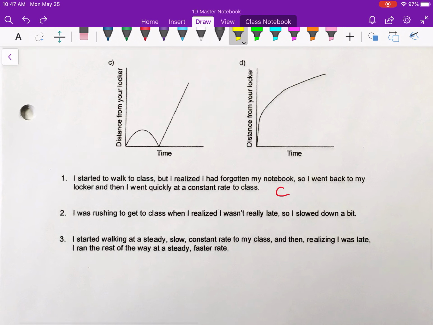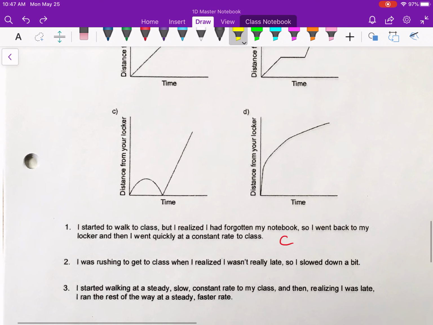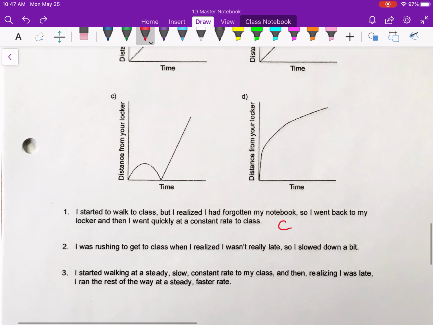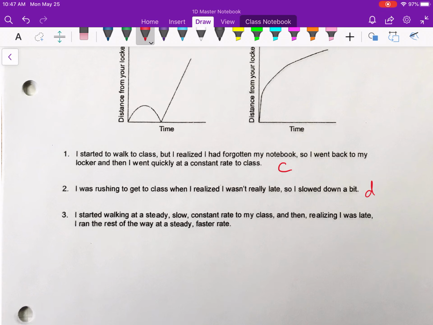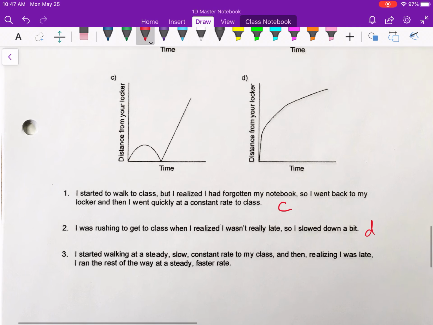Number 2, I was rushing to get to class when I realized I wasn't late, so I slowed down a bit. Well, that pretty much describes what I just said for letter D. Running, slowing down, I think that one would work. Number 3, I started walking at a steady rate, slow, constant to class. Then, realizing I was late, I ran the rest of the way at a steady, faster rate.